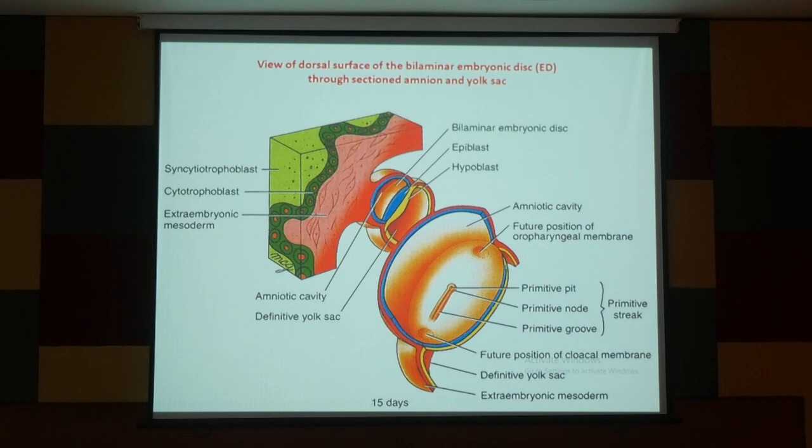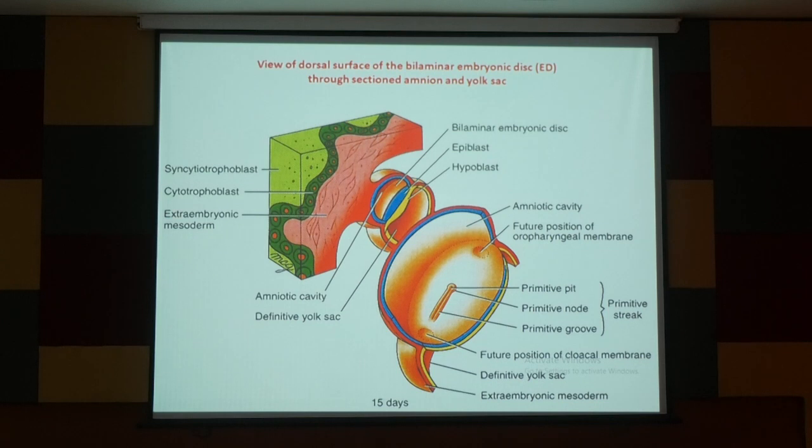So here comes the story, which is enlarged and cut over here, and you're seeing the area on the amniotic cavity side. This amniotic cavity side soon appears with some features. We call these features of the primitive streak, which consists of a node, which has a pit in it, and it has a groove.